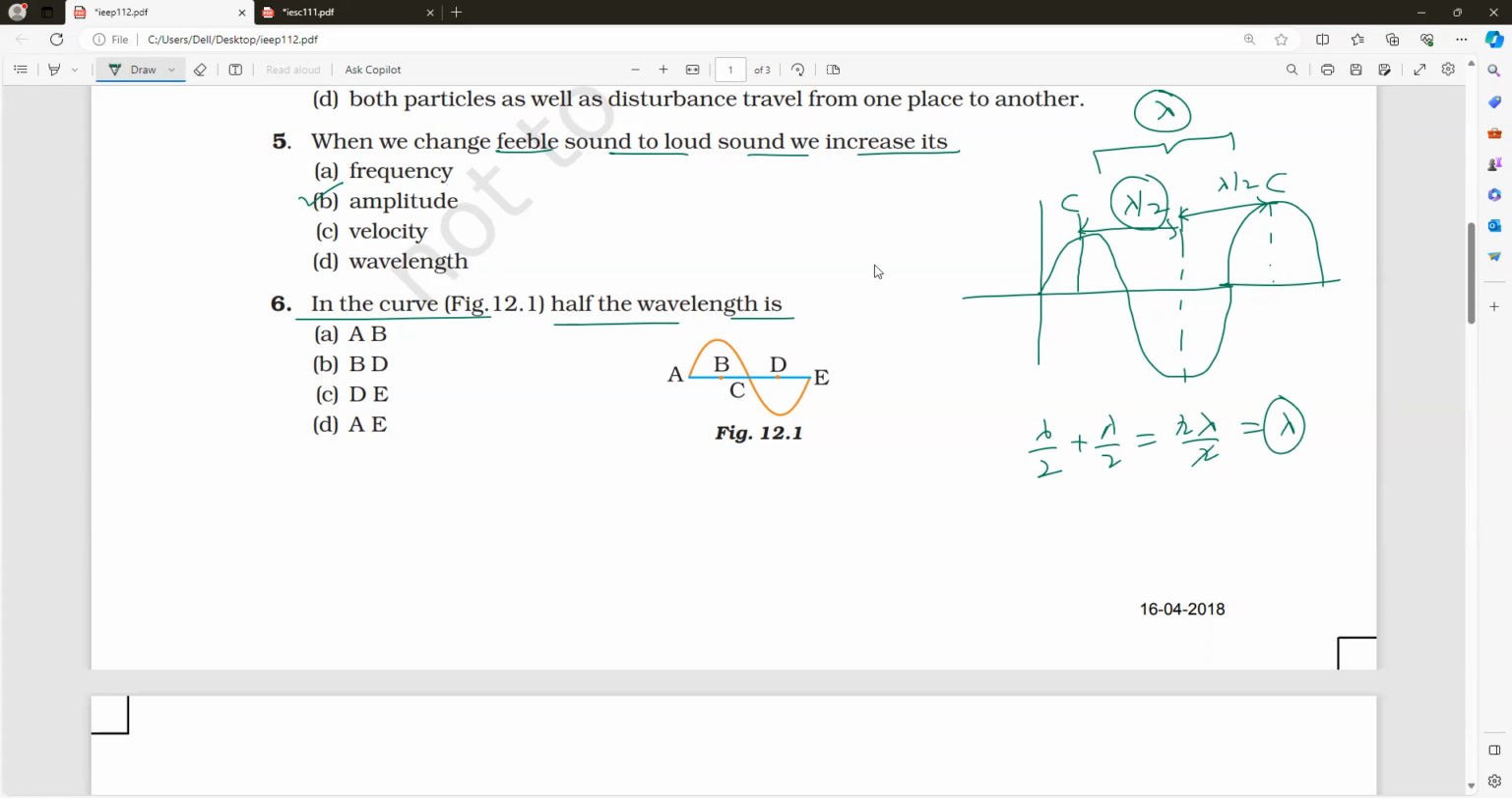Now they are asking half the wavelength. That is a good question. So half the wavelength means what? B and D. That is the half the wavelength, lambda by 2. So what is the answer? BD. Very good question. Everybody, draw this question and do it. Make it fast. All of you should do it.